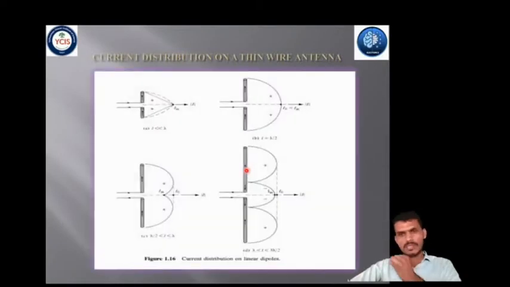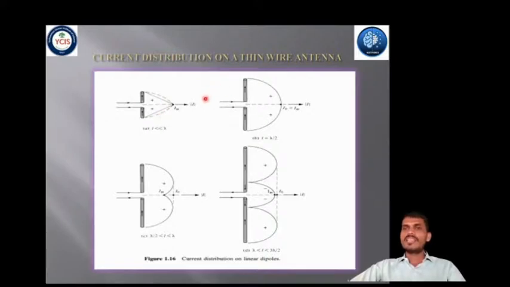See this diagram, that is the current distribution on a linear dipole. If the diameter of each wire is very small, that is d is very much less than lambda, the ideal standing wave pattern of the current along the arms of the dipole is sinusoidal with a null at the end. However, its overall form depends on the length of each arm. For a center-fed dipole with L very much less than lambda, this is the current distribution.